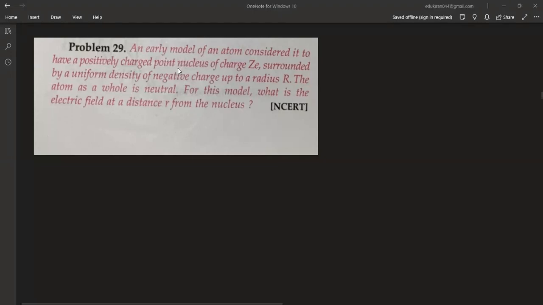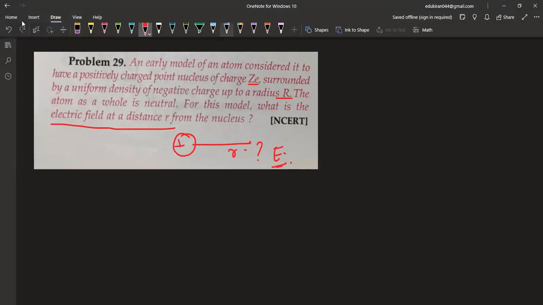This says that an early model of an atom considered it to have a positively charged point nucleus of charge Ze surrounded by uniform density of negative charge up to radius R. The atom as a whole is neutral for this model. What is the electric field at a distance r from the nucleus? Meaning from the nucleus at a separation r, we have to find out the electric field. Look, one thing.